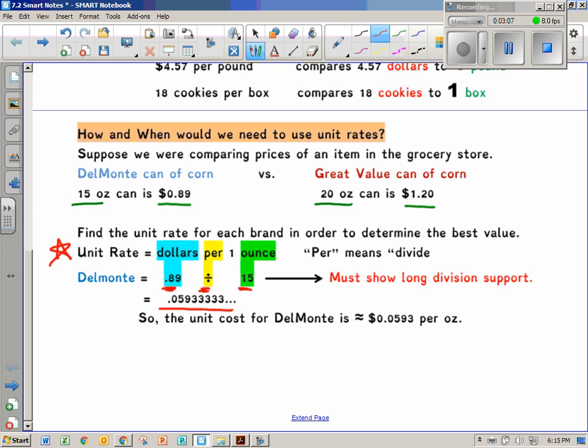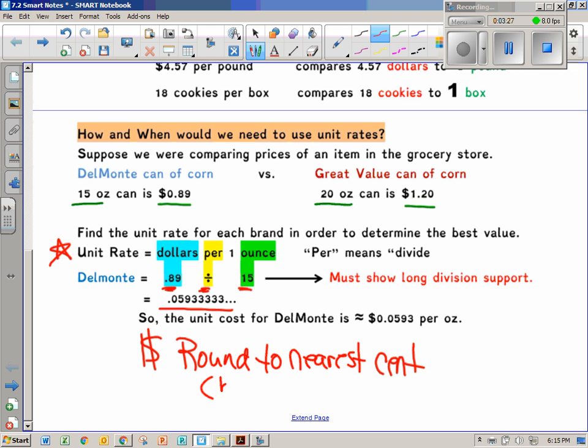0.059333333, and so on. Well, this is money, so let's make a note here: money, unless told otherwise, you're going to round to the nearest cent, which is the nearest hundredth place.